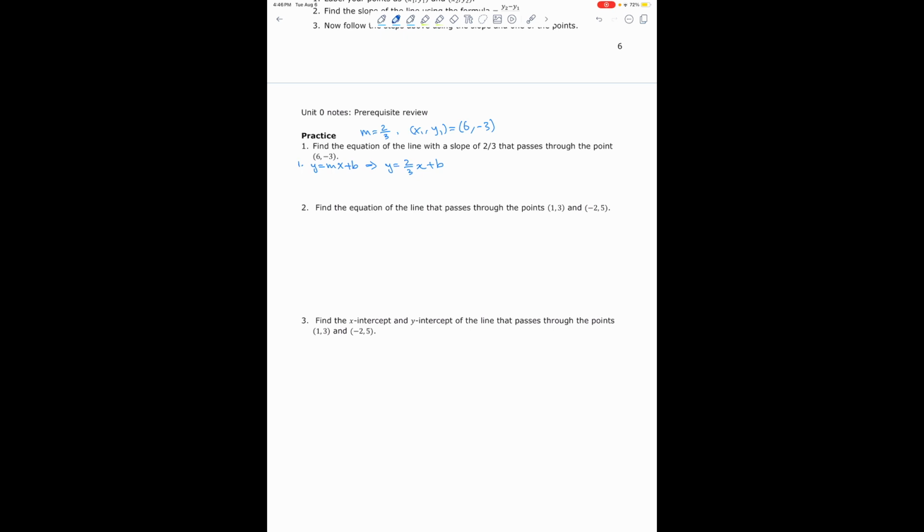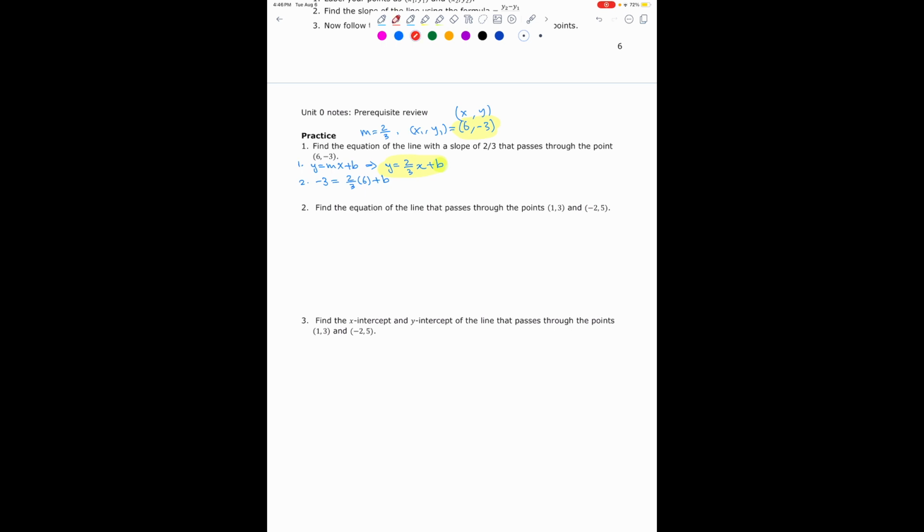Now, in order to find the b, or the y-intercept, we will need to plug the point into our equation that we found from step 1. That means we're going to plug x and y into this equation. So if we do that, step 2, we will have -3, that is the y value, equals 2/3 times 6, which is the x, plus b. And we want to solve for b here.